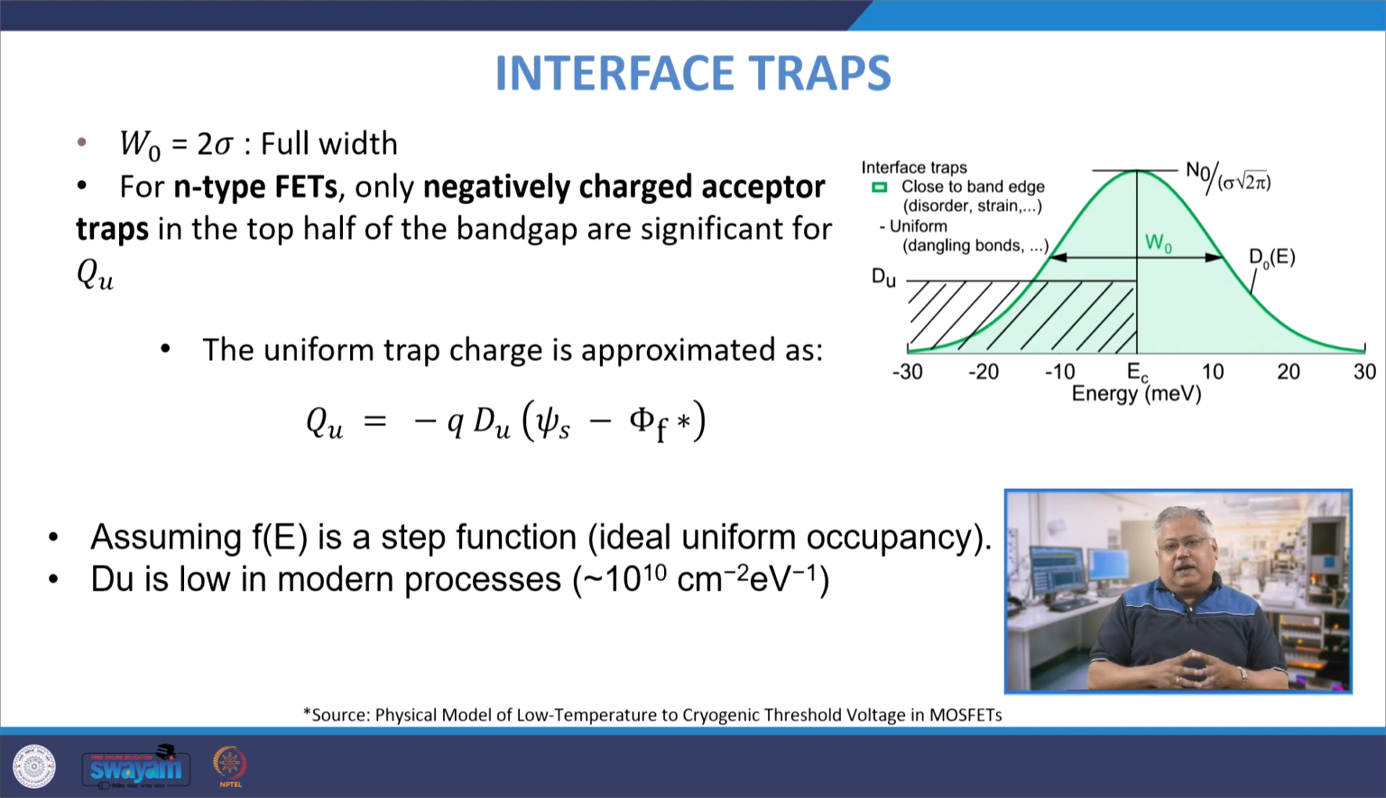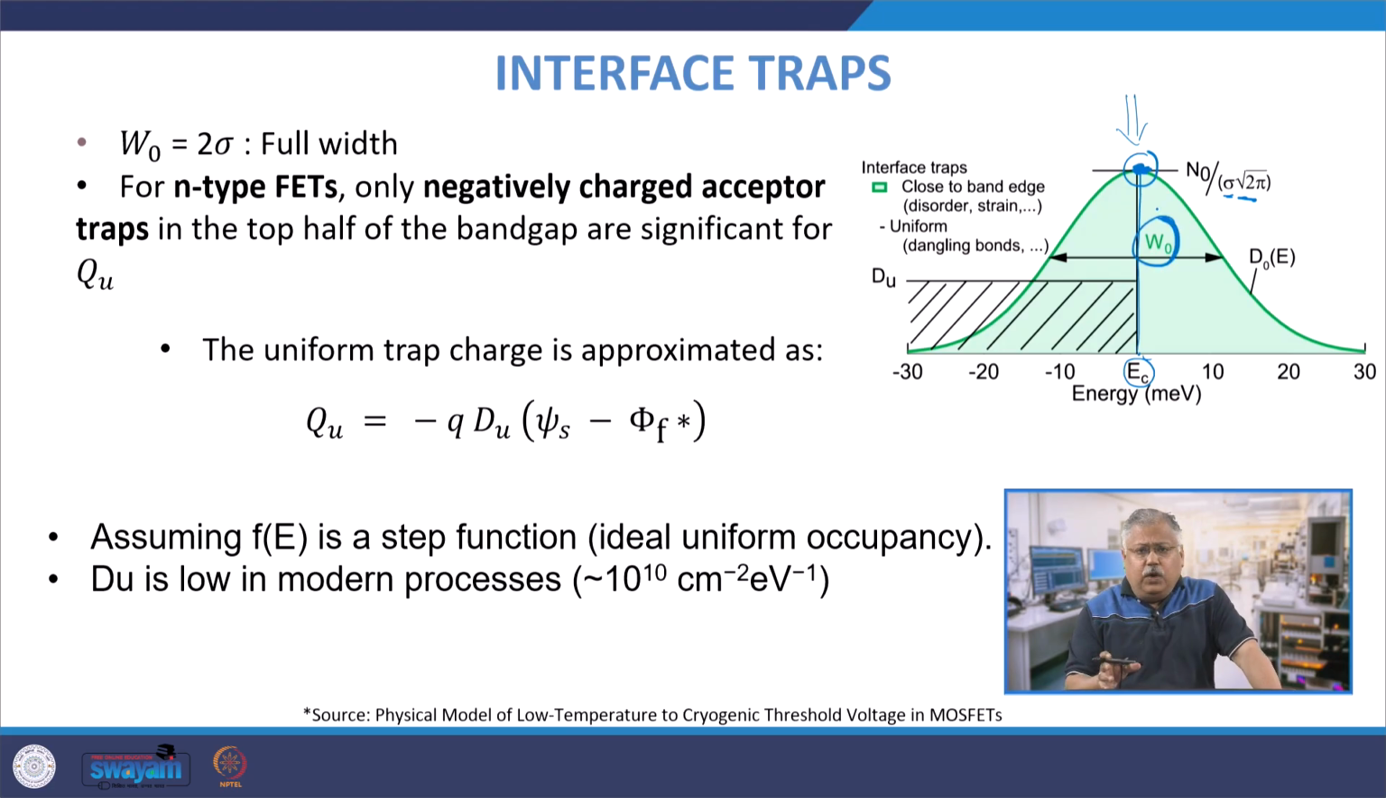So typically the traps are modeled in a Gaussian fashion, right? What do I mean by that? If you look at the right hand side figure here, you will see that most of the traps are around the conduction band edge. Most of the charges are here, and the maximum value is n naught upon sigma times root 2 pi, where n naught is the maximum number of charges and sigma is the full width at half maxima. This is the maximum value of charges, and they are close to the band edge. This is my EC band edge and this is very close to it.